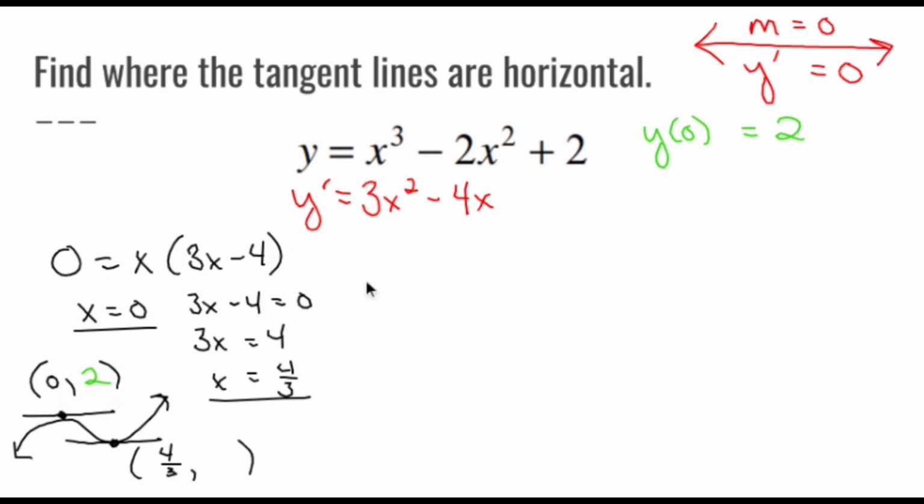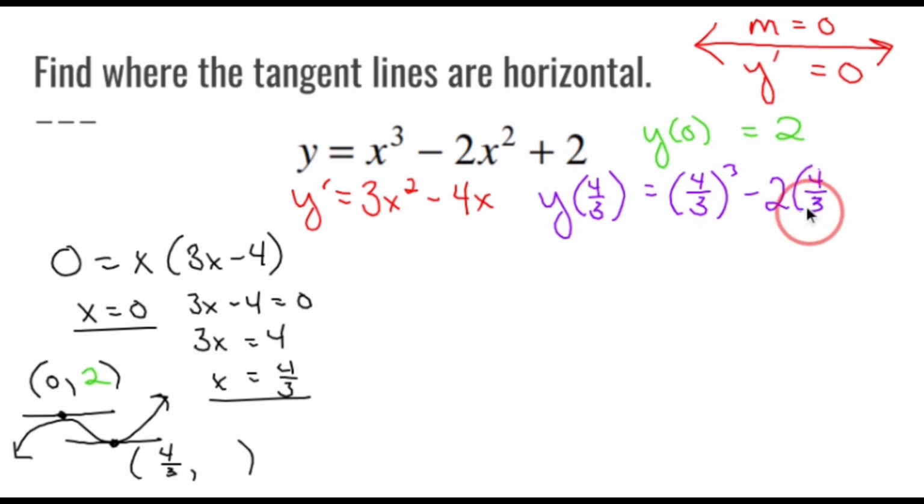Now, not the fun one. When I plug 4/3 into the original equation, I'm going to get 4/3 cubed minus 2 times 4/3 squared plus 2. 4 times 4 times 4 is 64. 3 times 3 times 3 is 27. 4 times 4 is 16, times negative 2 is negative 32. 3 times 3 is 9.